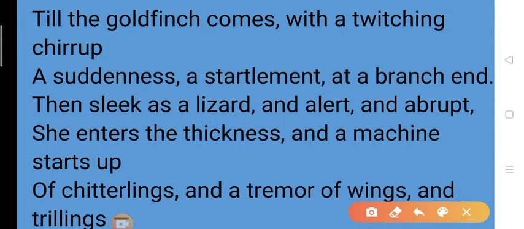Then sleek as a lizard and alert and abrupt means the movement of the bird is described by the poet. Then sleek as a lizard means the bird moves very smoothly like a lizard, being very alert and very abrupt in actions, rapid, fast, quick, but very smoothly.